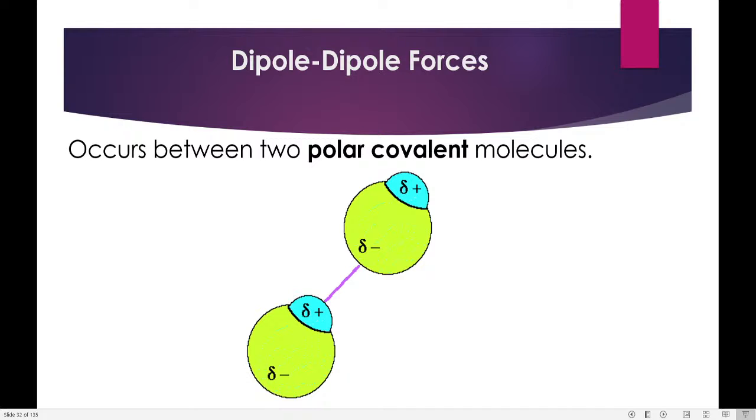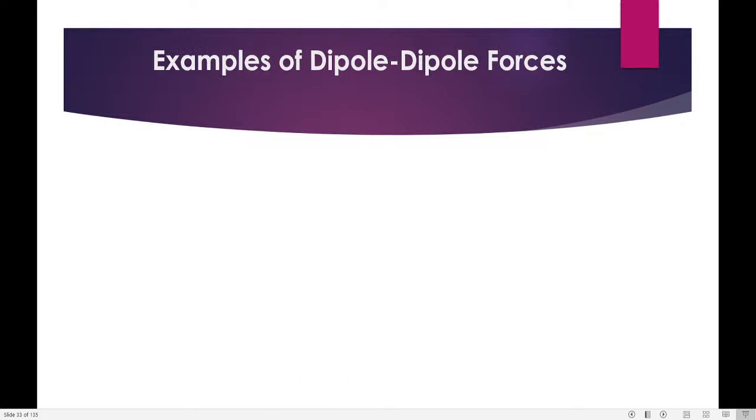Okay? Two polar covalent molecules form dipole-dipoles. I know you can imagine how this force works. If I've got a positive and a negative dipole and two separate molecules, it's just that the opposite poles attract. That's the force. Right? So here's some examples of dipole-dipoles.